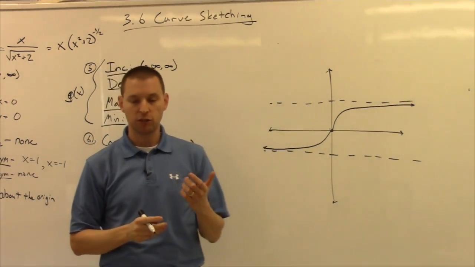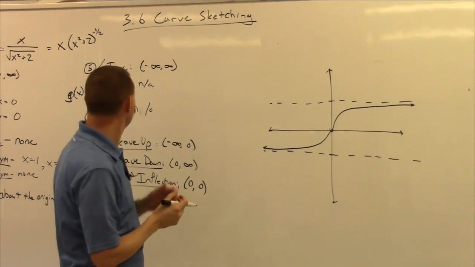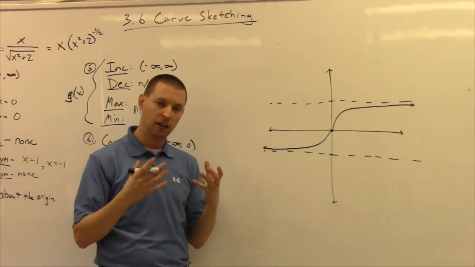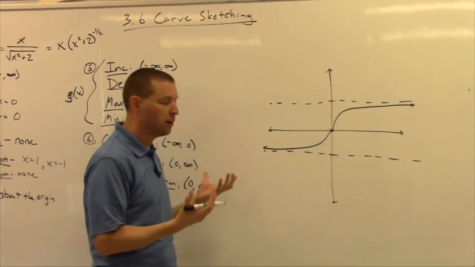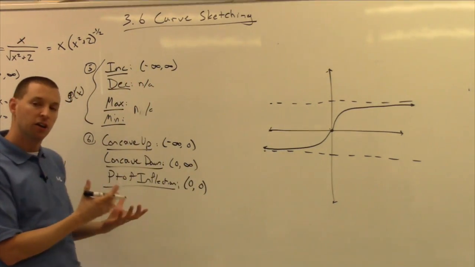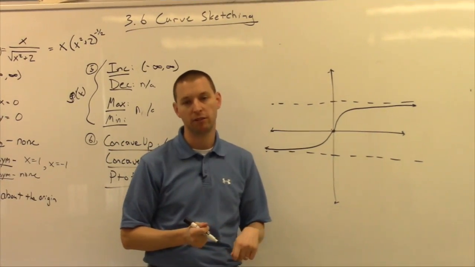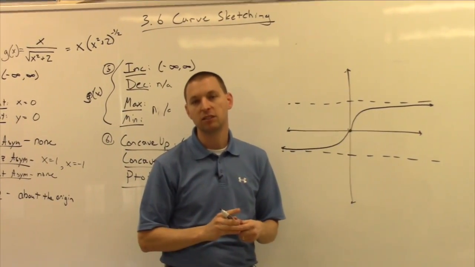I've now graphed this function as accurately as I possibly can, given the information I have. Again, I could get more accurate if I wanted to plot more points. But that's not what this is about. This is about using all of these concepts from calculus and pulling them together to create one graph. I hope you got something out of this.